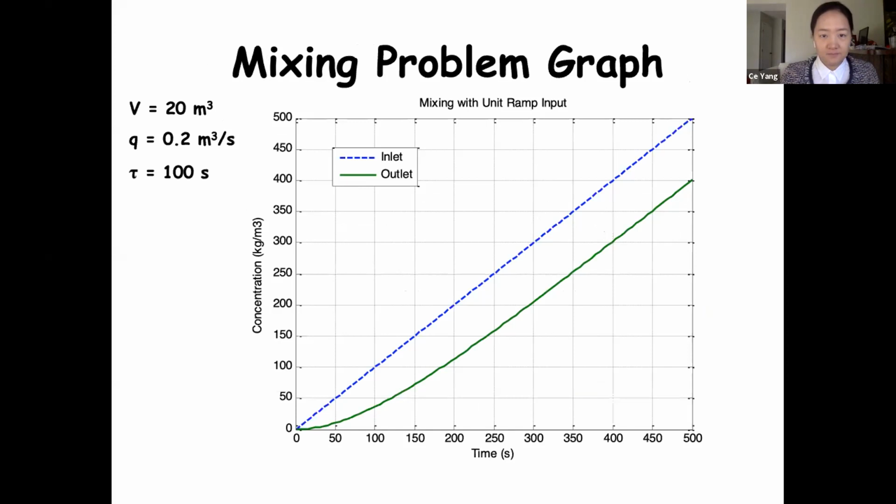And this is a typical graph of a mixing with unit ramp input. We also introduced the mixing problem with other types of inputs, such as impulse input and sinusoidal input. You can find the solutions for those inputs and the graphs in the course packet.